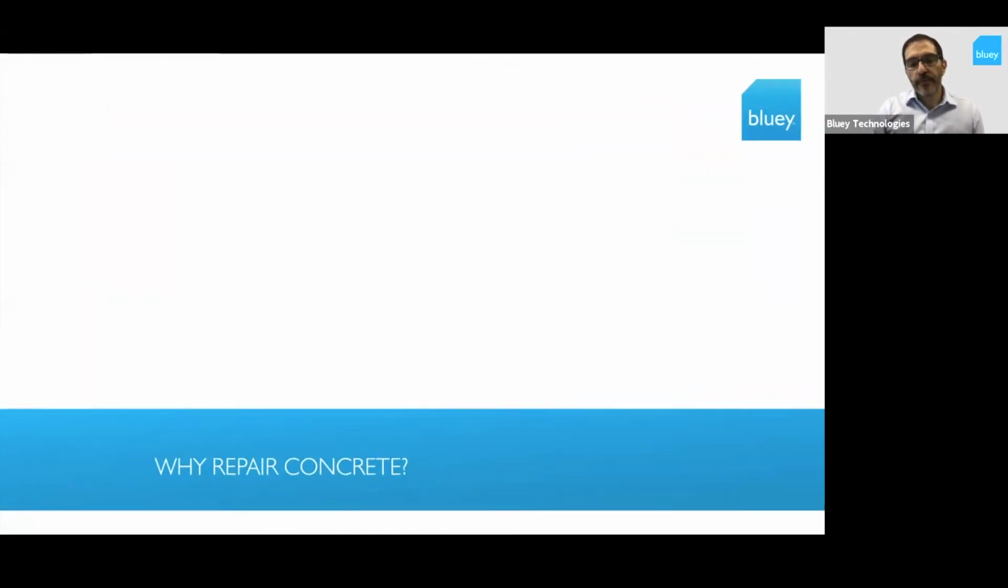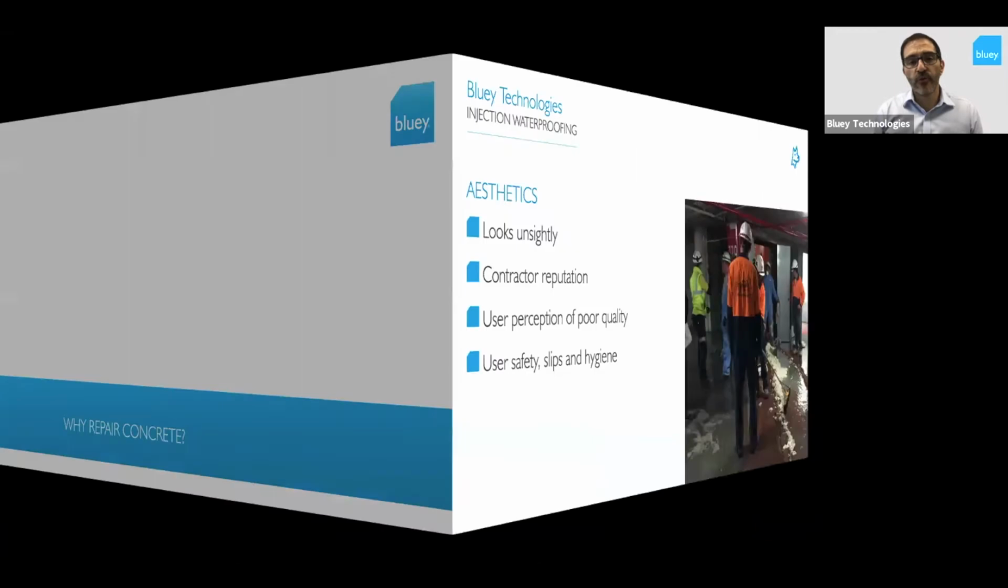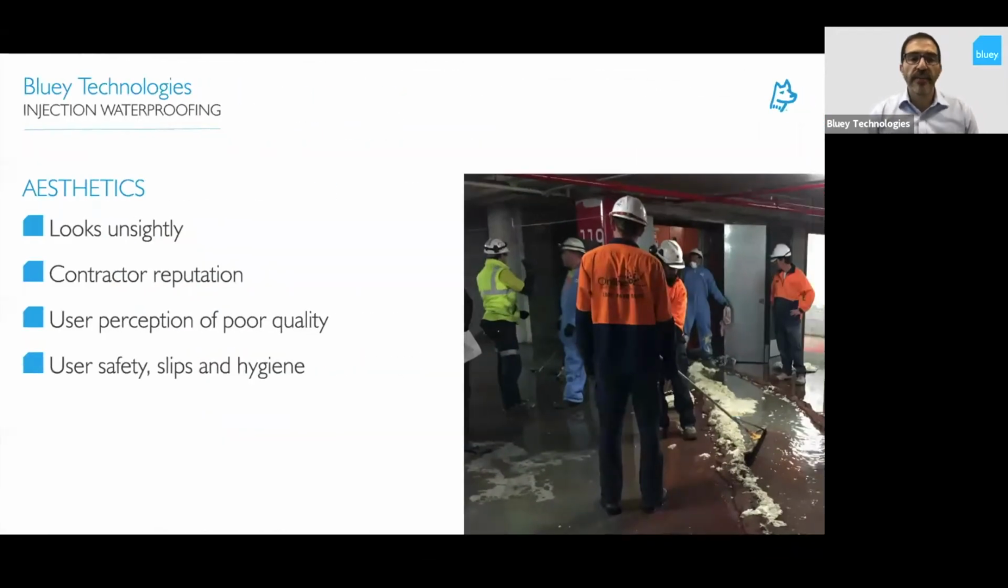So why do we repair concrete? It's a question that doesn't often get asked. It's just assumed if you see a crack or you see a leak, we should repair it. But you know, you really do need to know why you're repairing that concrete before you select your final method. And that's not always clear. So there's basically three reasons why you would repair concrete.